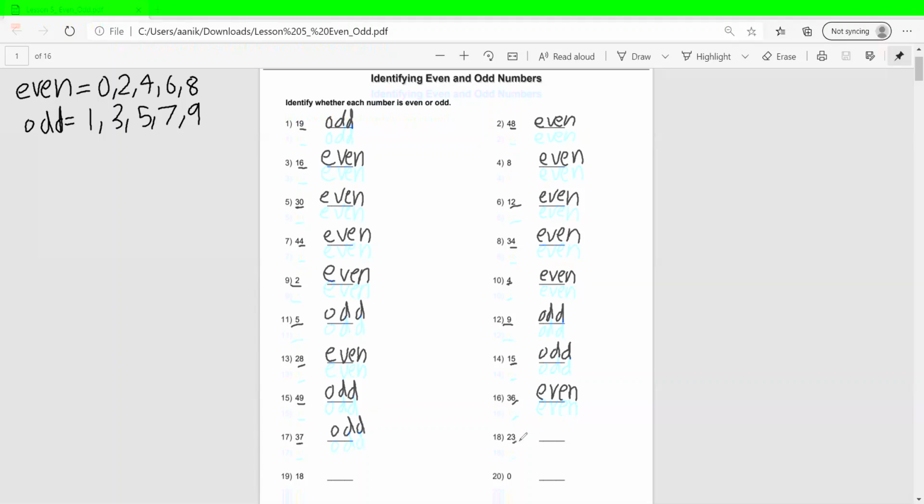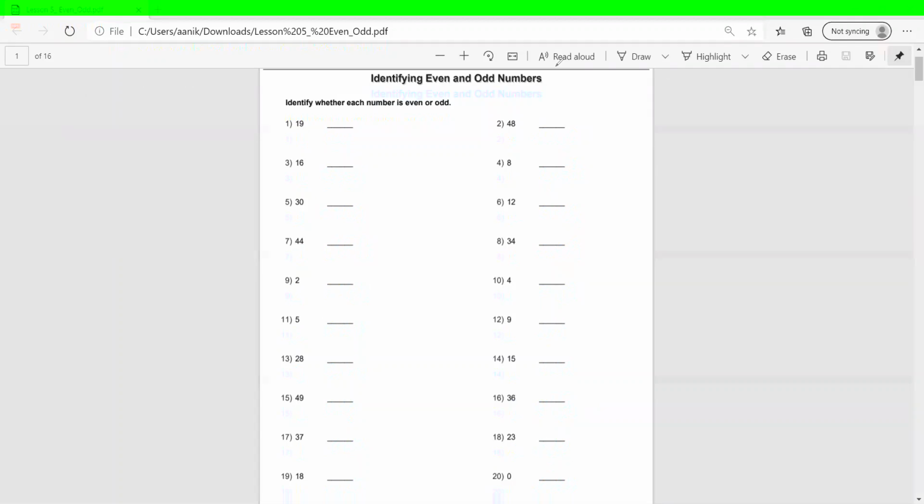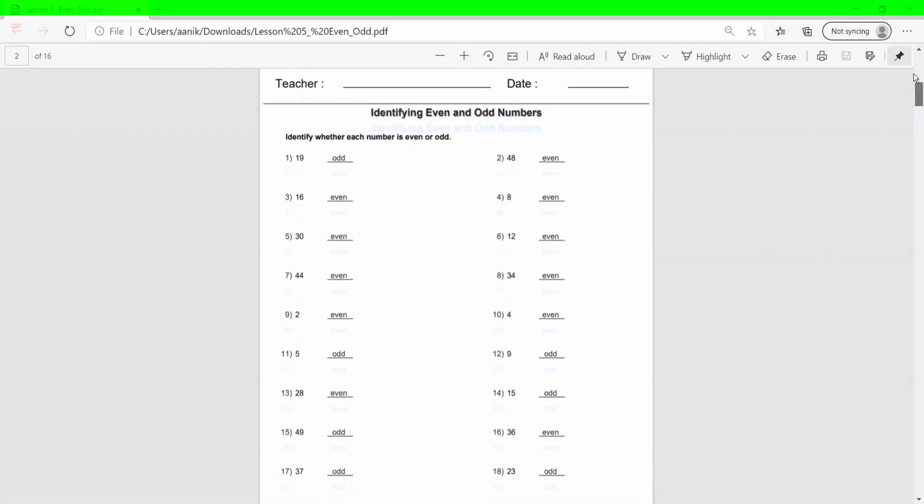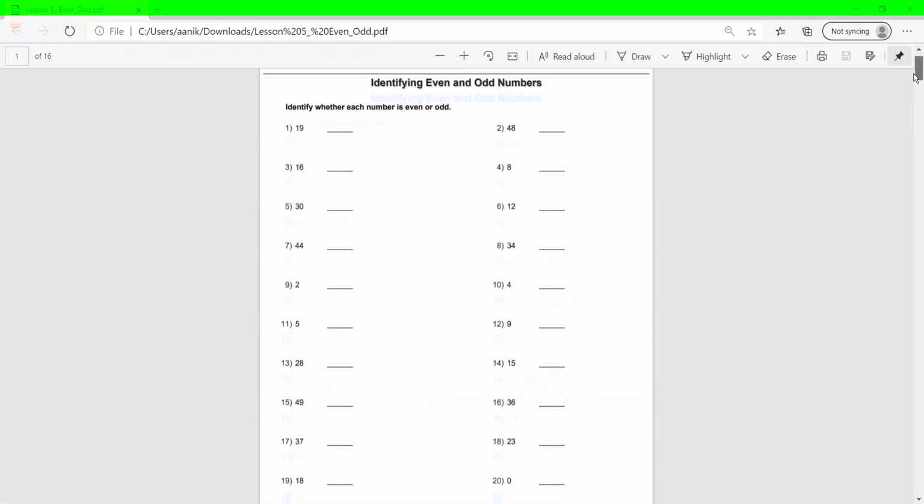23 ends in 3, so odd. 18 ends in an 8, so even. 0, well, by definition, 0 is even. So it has to be even, of course. So we finished all of these problems. Let's scroll down. This just has all the answers right here.